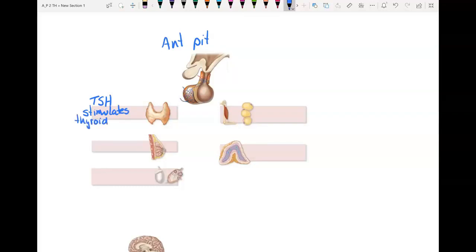So this is a picture of the thyroid gland. It's kind of this butterfly-shaped gland that's in your neck, and it will secrete thyroid hormone, which is TH. Next, we have prolactin. Okay, think about root words here. Lactin, lactation. Prolactin stimulates the mammary glands to produce milk.